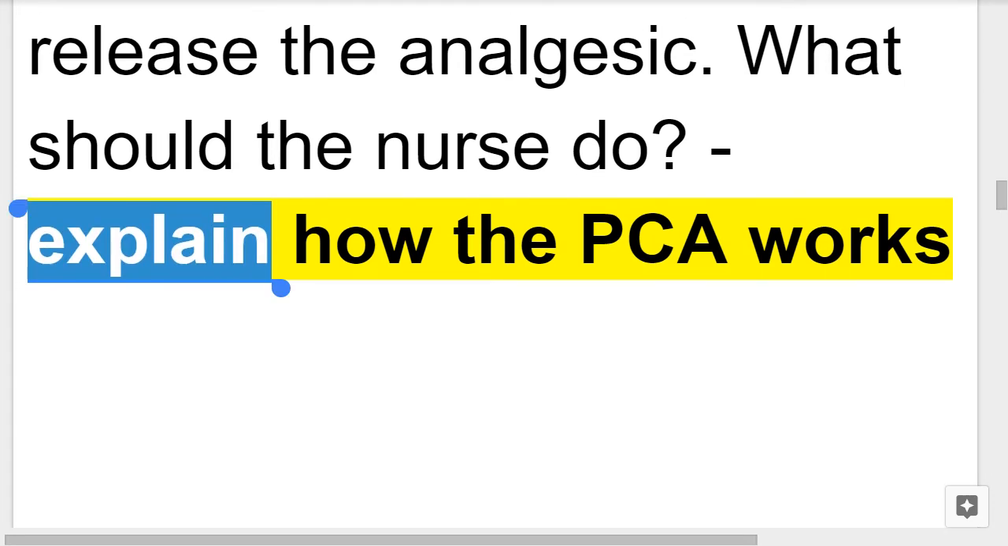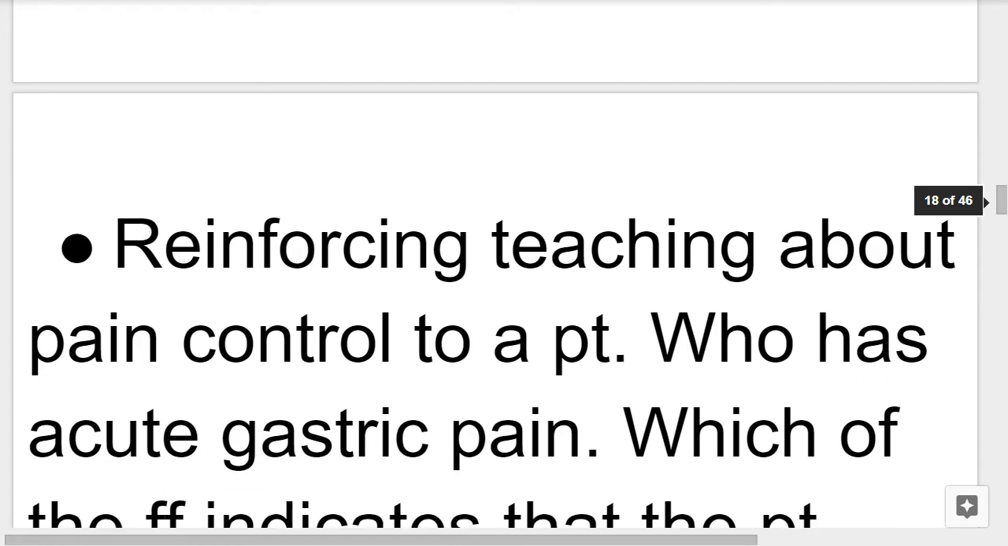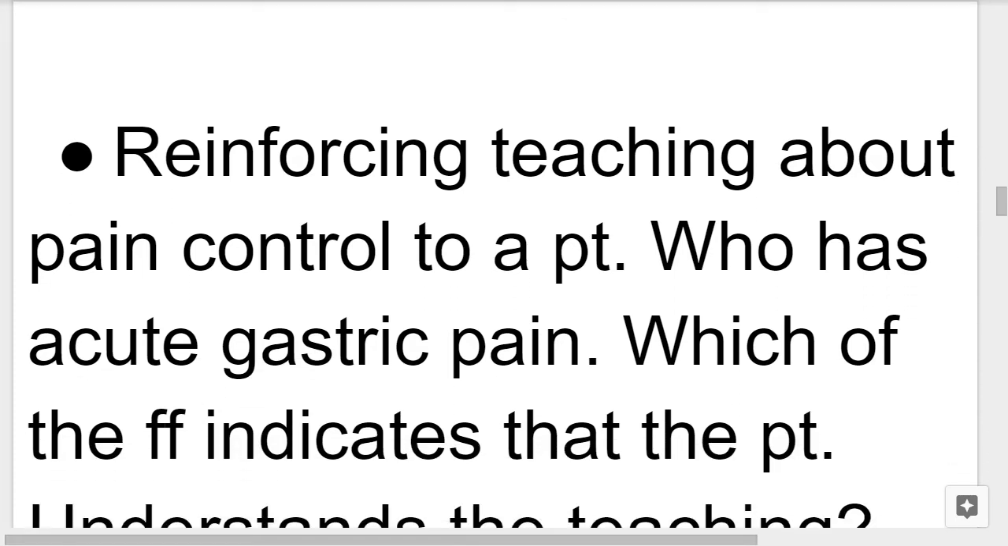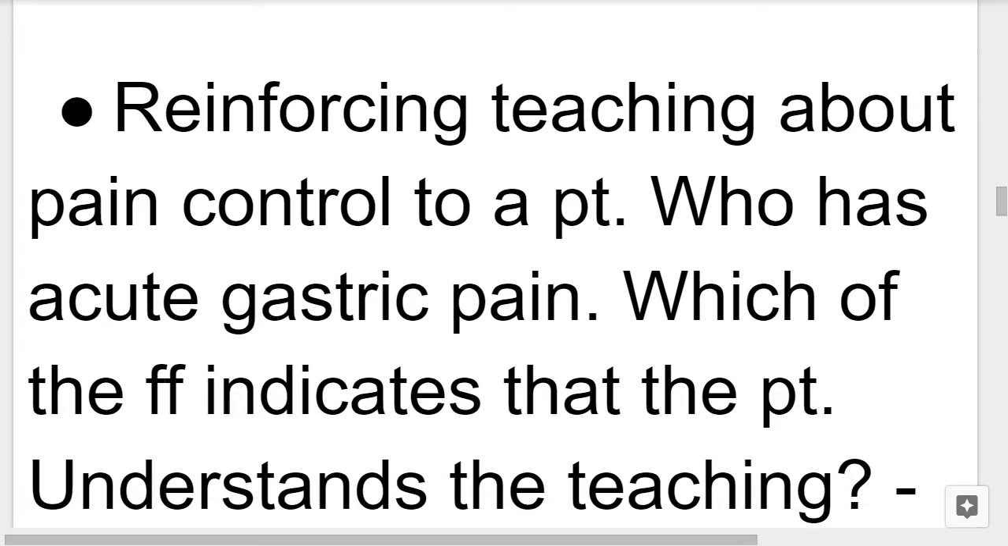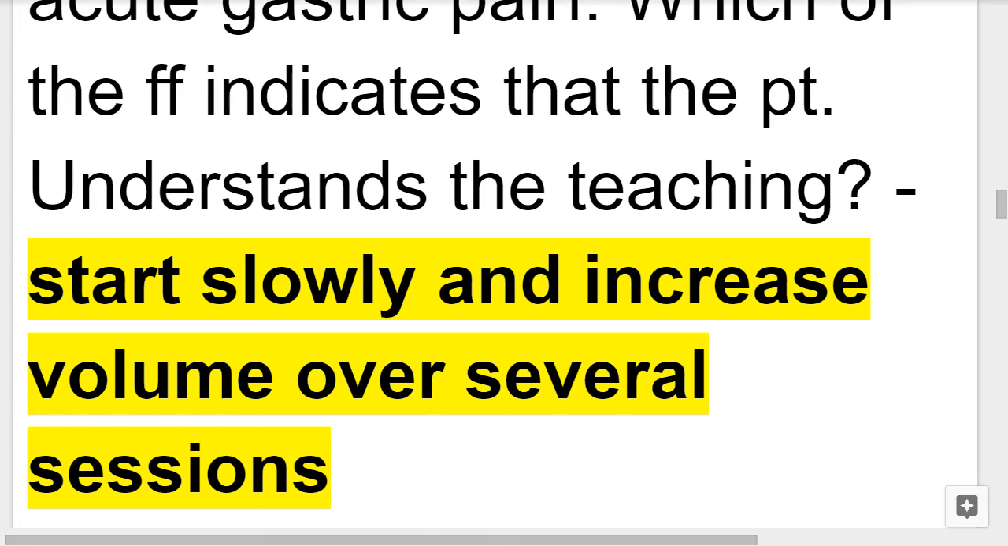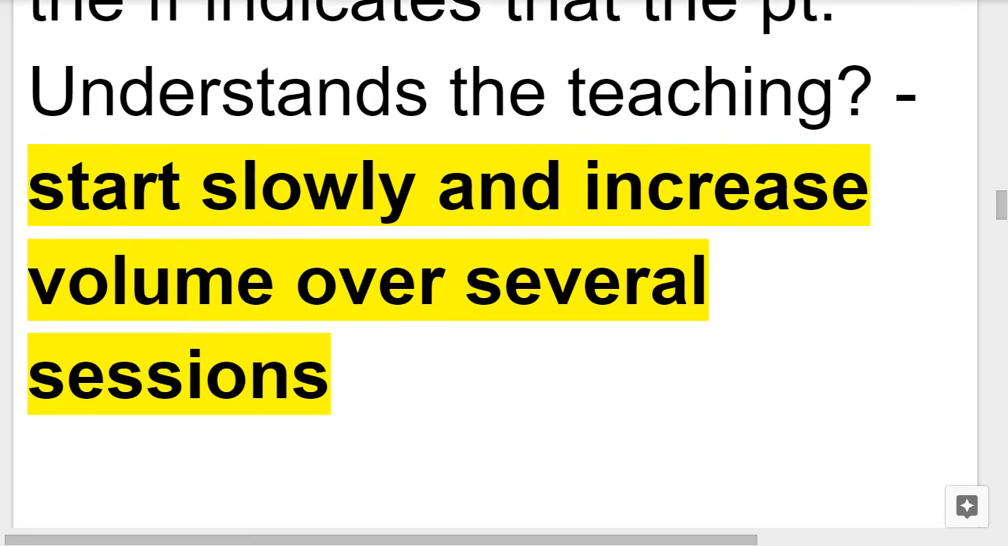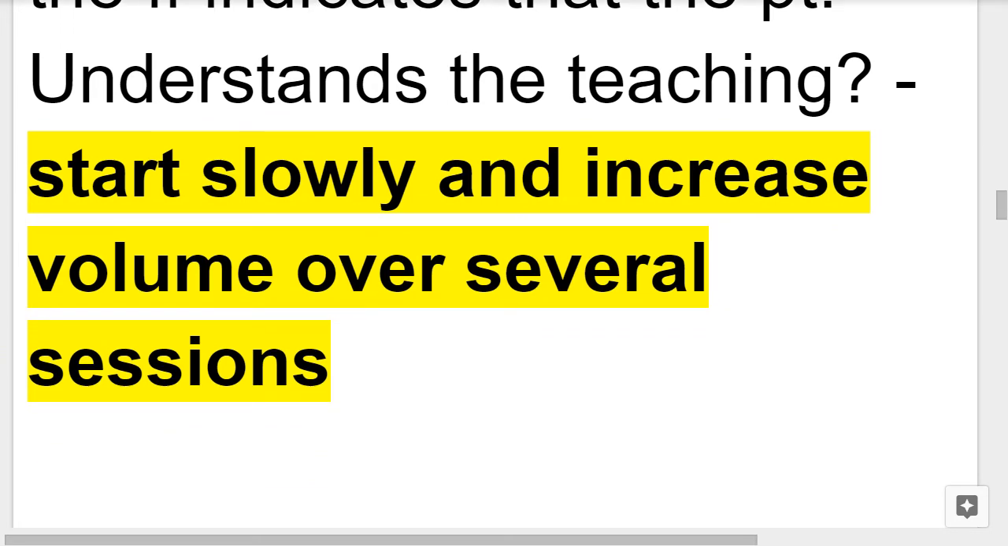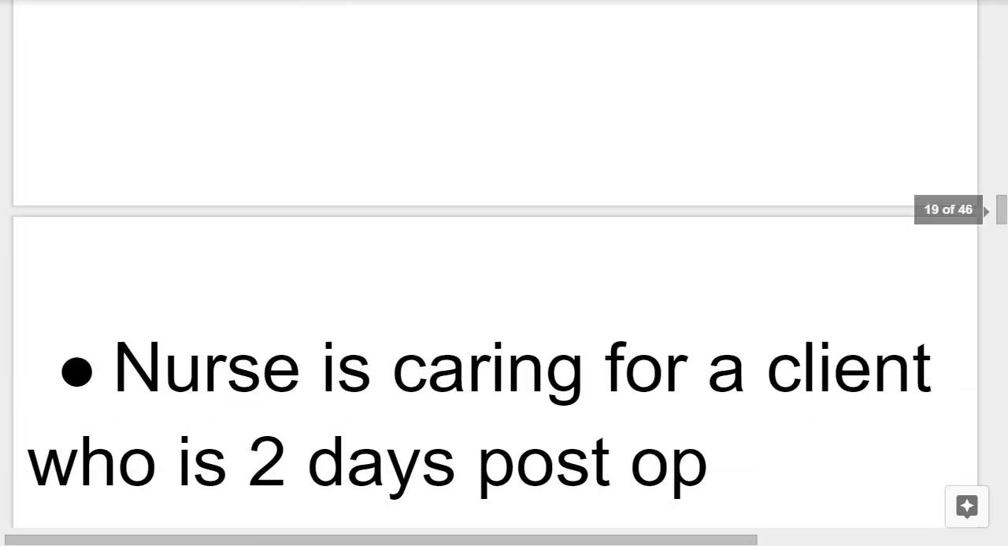Explain how the PCA works. Reinforcing teaching about pain control to a patient who has acute gastric pain. Which of the following indicates that the patient understands the teaching? Start slowly and increase volume over several sessions.